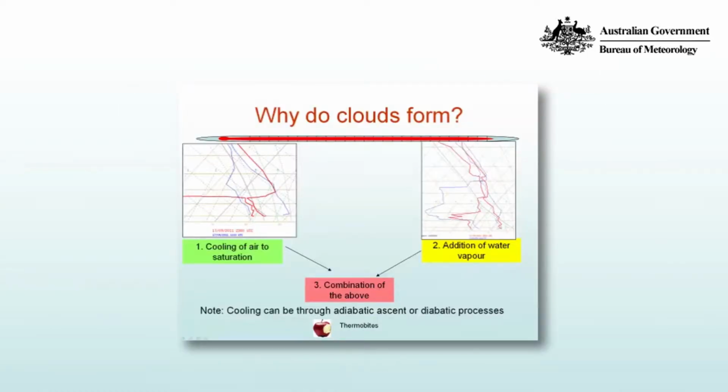Why do clouds form? Clouds form via one of two ways. Firstly, the cooling of air to saturation, and that can be adiabatic ascent or diabatic processes like long wave cooling. Or clouds can form via the addition of water vapour until the air becomes saturated. For the most part, they occur through a combination of both processes.